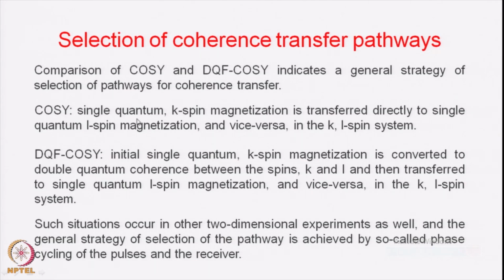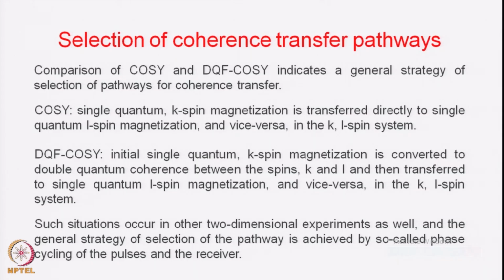In the COSY we had magnetization transfer in the following way. You started with a single quantum coherence of a particular spin, let us say K spin, and the K spin magnetization is transferred directly to a single quantum L spin magnetization, and similarly the L spin magnetization is also transferred to the K spin. So, in the 2 spin system, the KL spin system. The same thing was applicable to more spins, a 3 spin system or multiple spin systems, the same principle will apply.